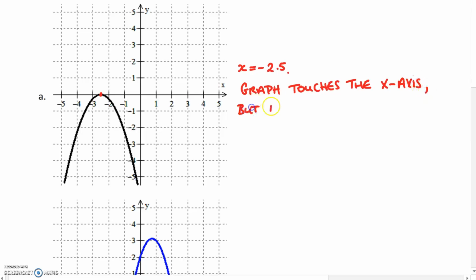So what we can do is describe x equals -2.5 as a repeated root, or a repeated zero, or a repeated solution. X equals -2.5. Let's call it a repeated root.